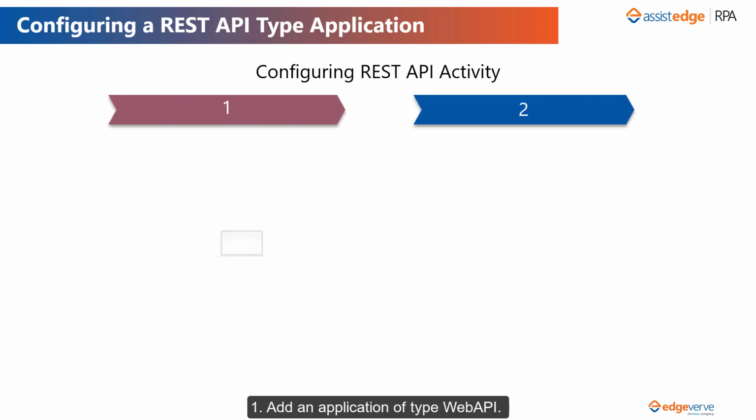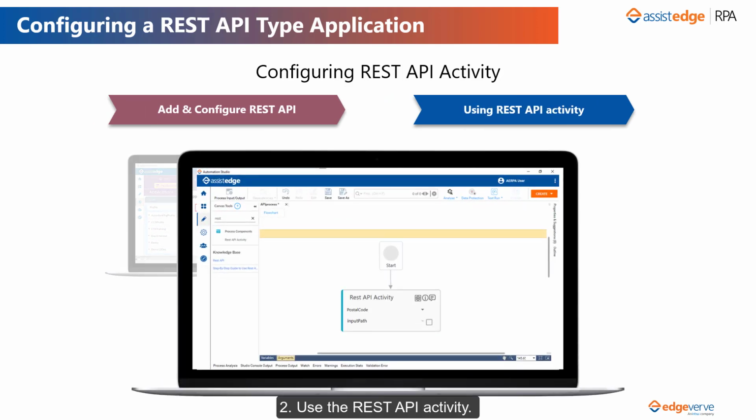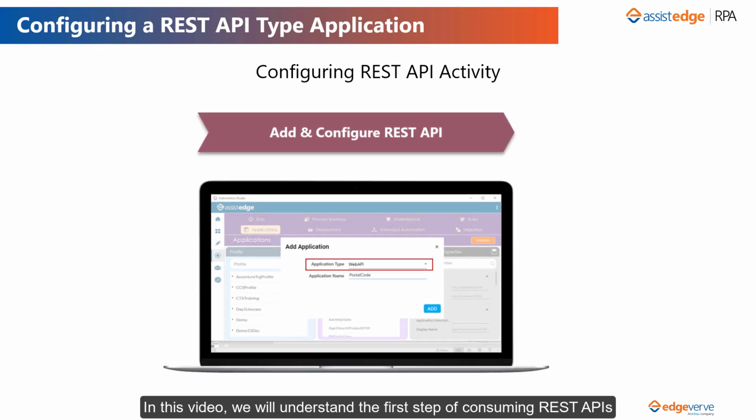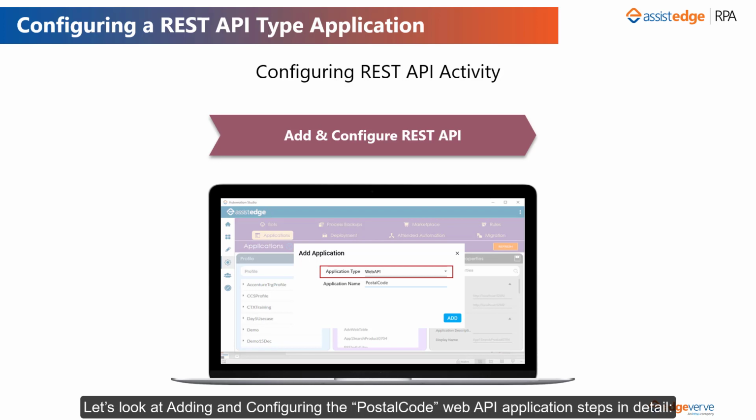Add an application of type Web API. Use the REST API activity. In this video, we will understand the first step of consuming REST APIs, that includes adding an application of type Web API. Let's look at adding and configuring the postal code Web API application steps in detail.